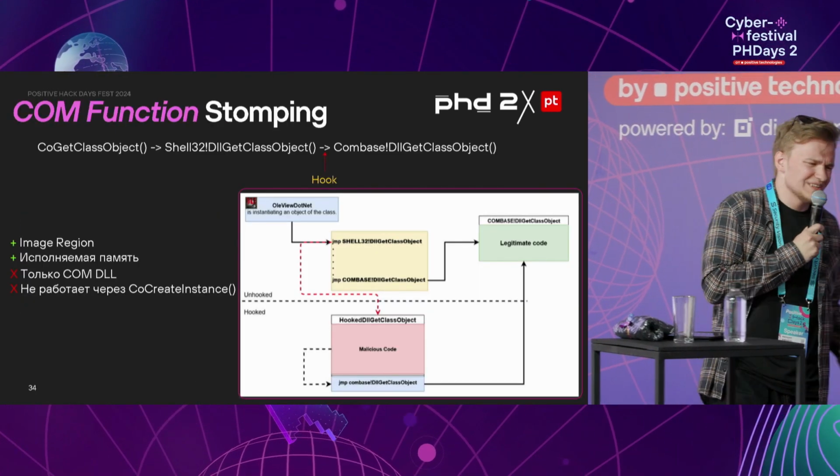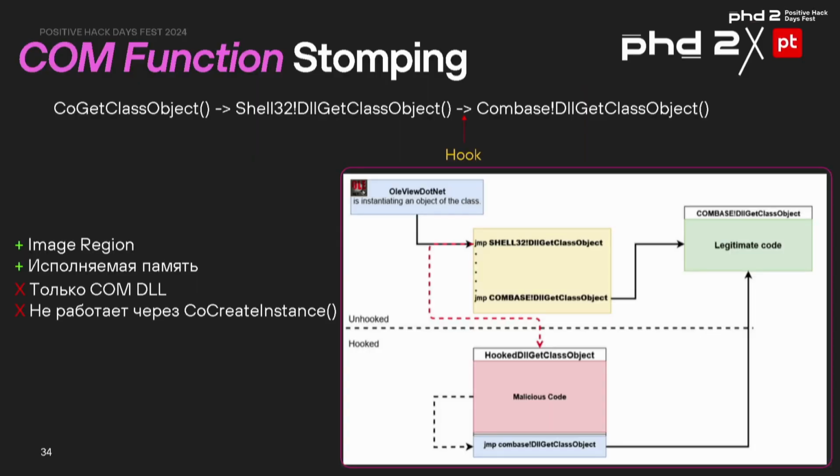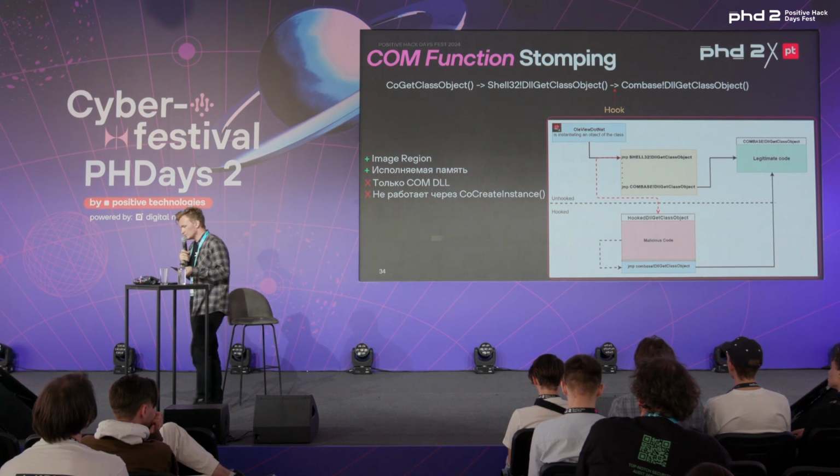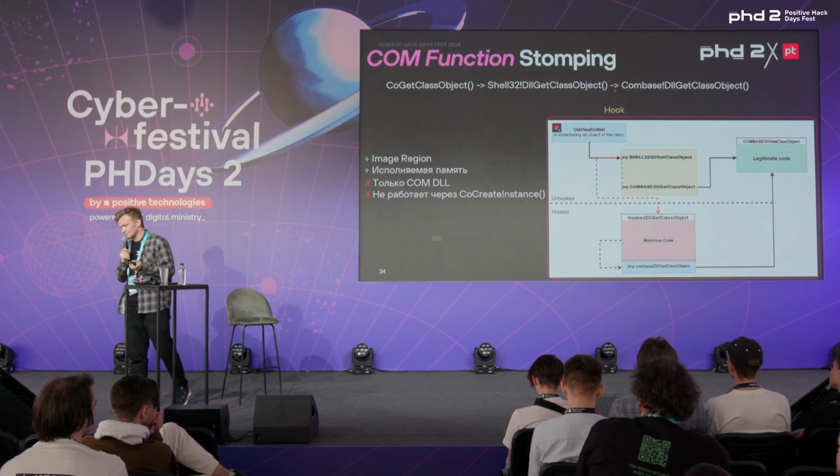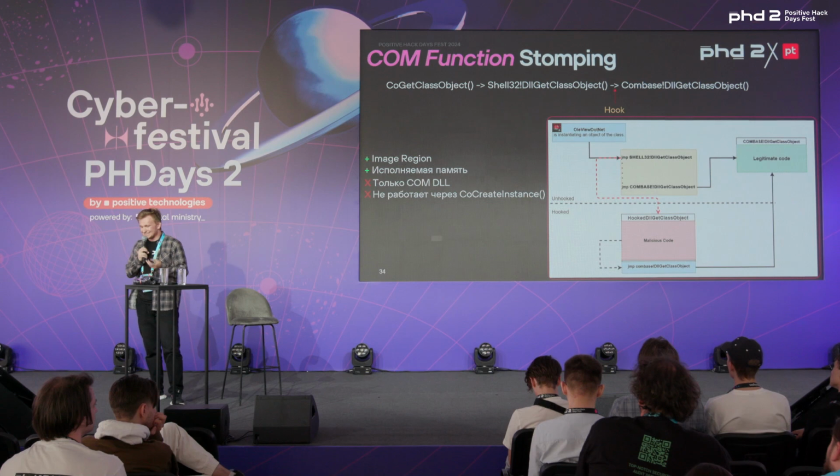The next attack I decided to mention is called COM function stomping, and it helped me a couple of times. Well, those who deal with COM, you know that it's difficult to get the COM object pointer. It is based on factories. And we can rewrite this instance flow in such a way that it will go to our shellcode. There we hook one function and it will give us control.